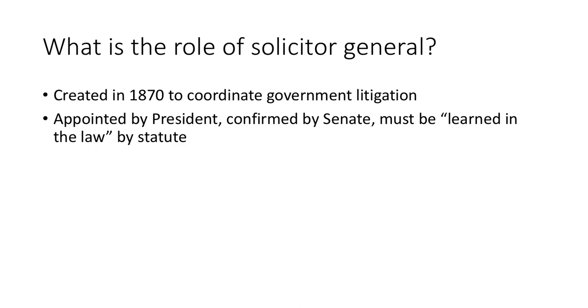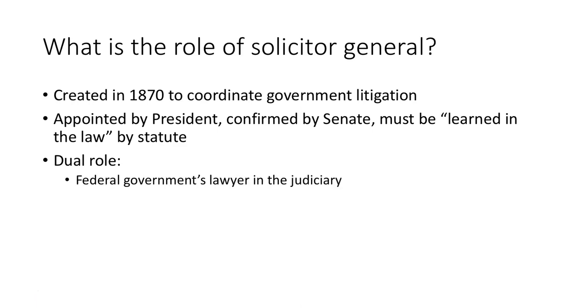Now, the Solicitor General basically has a dual role, and I'm going to talk a little bit about this dual role through this video presentation. But you can think of the two roles of the Solicitor General as first being the federal government's lawyer in the judiciary. Now, a lot of people would think that this position, the federal government's lawyer for the judiciary, would be held by the Attorney General. The Attorney General is seen more as the chief law enforcement officer of the federal government in the executive branch. What this role takes on is the federal government's lawyer in the judiciary, in the judicial branch.